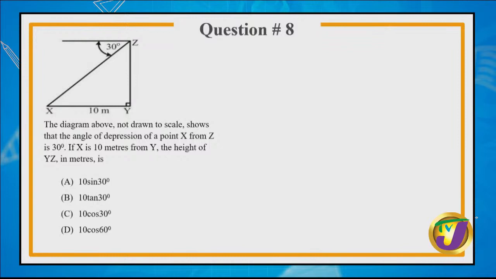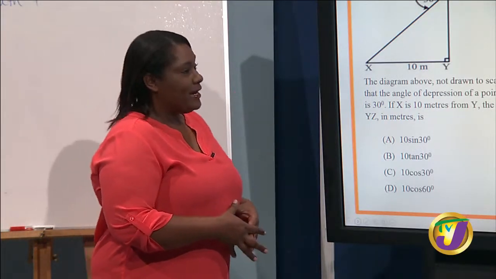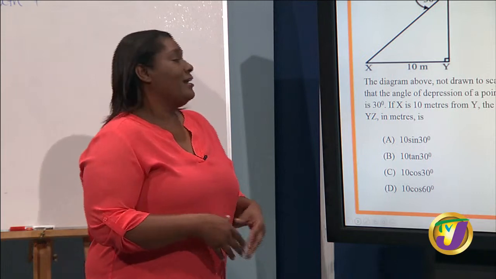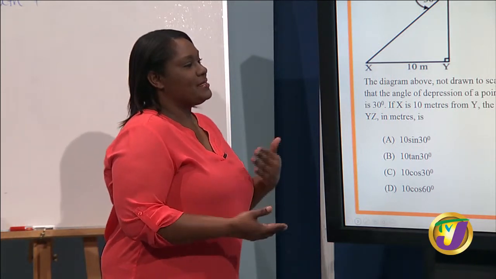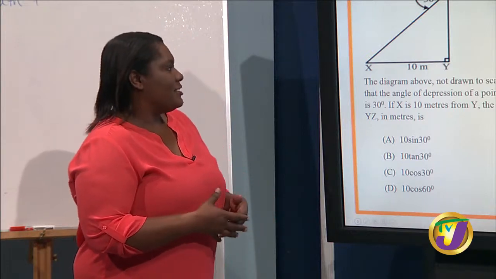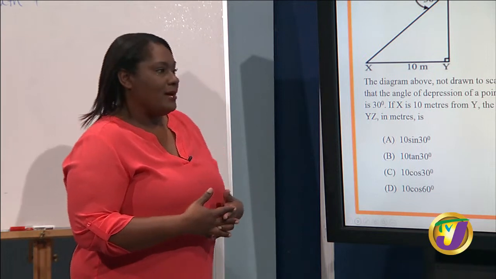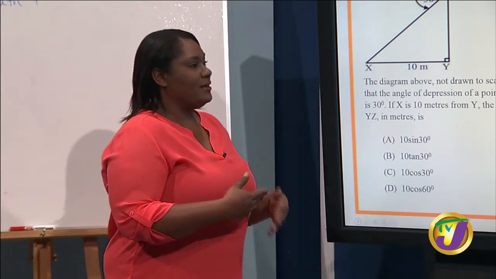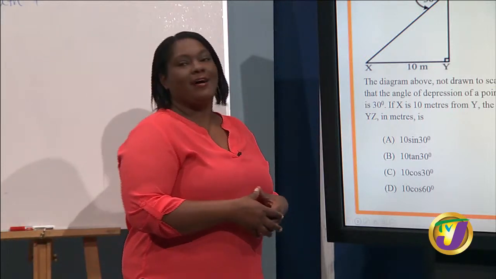We need to note that it's not drawn to scale. It means, therefore, that you cannot just take out your protractor and measure to find whatever information. No measurement at all, so it is based on calculations. Now, we are familiar with angle of elevation and depression. In this case, we are focusing on depression.